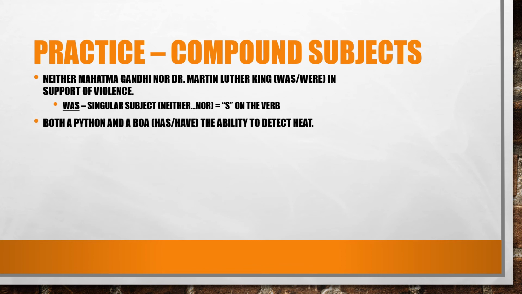This one's a little bit simpler and makes more sense, okay? Both a python and a boa blank the ability to detect heat, okay? And here we have a plural subject, python and a boa, okay? Two words linked together by and. And if you have a plural subject, which we do, then there is no S on the verb. So it's have the ability to detect heat, not has.